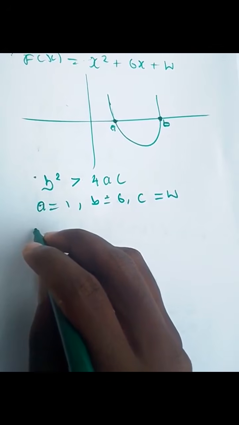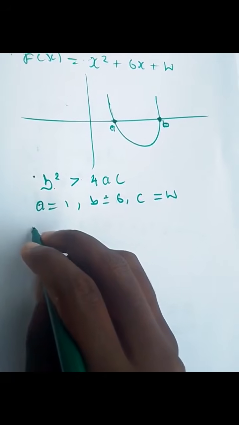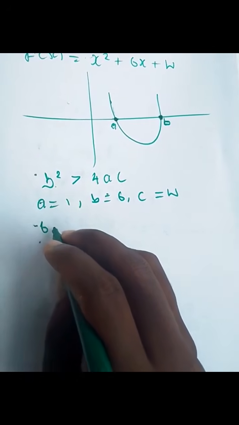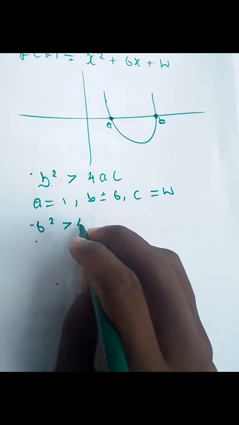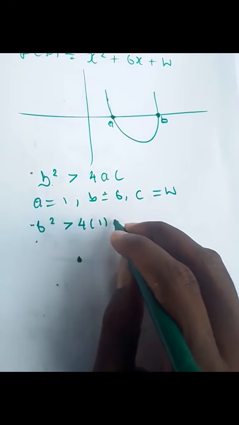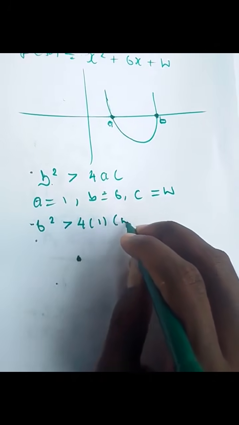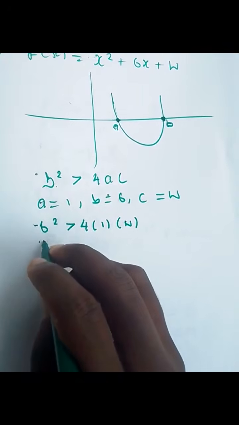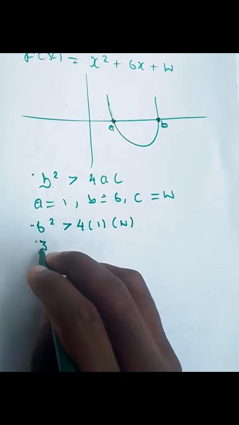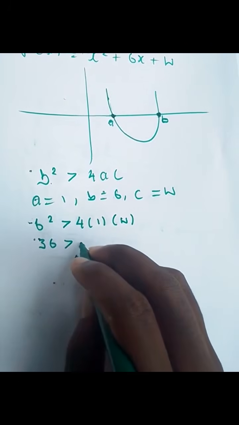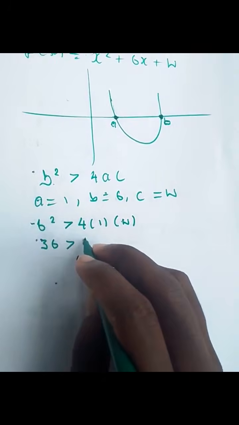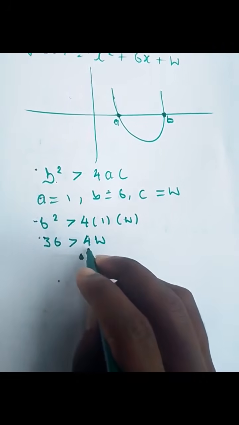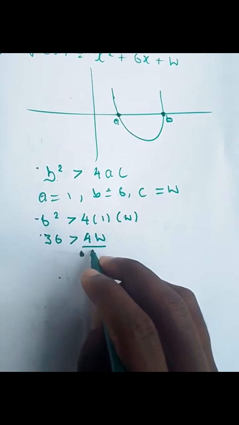So let's plug in this equation. Where this b, I'm going to put 6 power 2 greater than 4. Where this a, I'll put 1. Where this c, I'll put w. So I have 6 power 2. So now what is 6 power 2? It is 36, which is greater than 4 times w, to be 4w, right? Then over, I need to make w the subject.